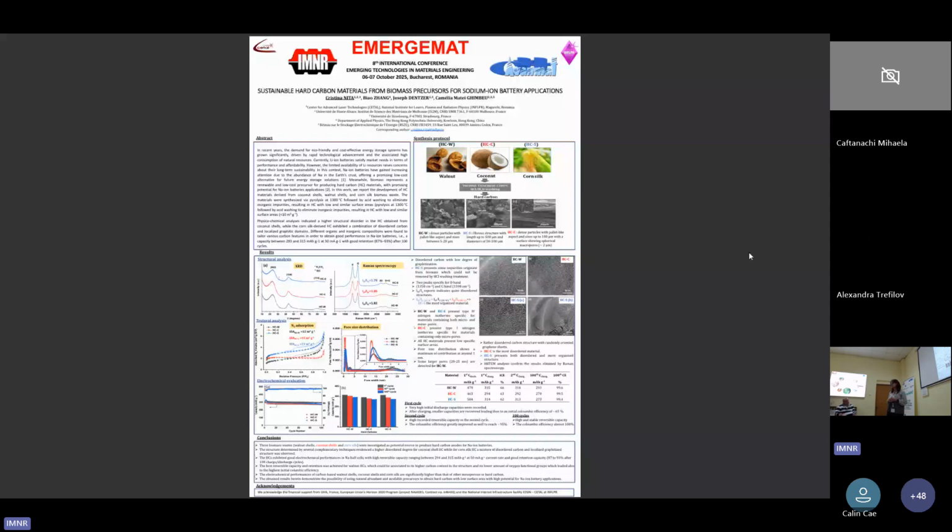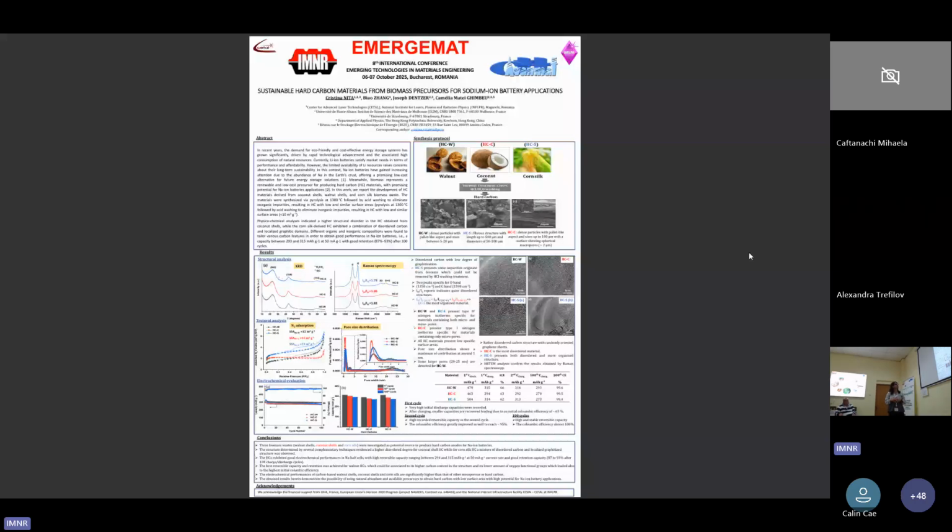This aspect was confirmed also by EM microscopy. In case of carbon based on walnut and coconut, all the structure is disordered. But as I said, in the case of carbon obtained from cork silk, some organized areas could be observed.